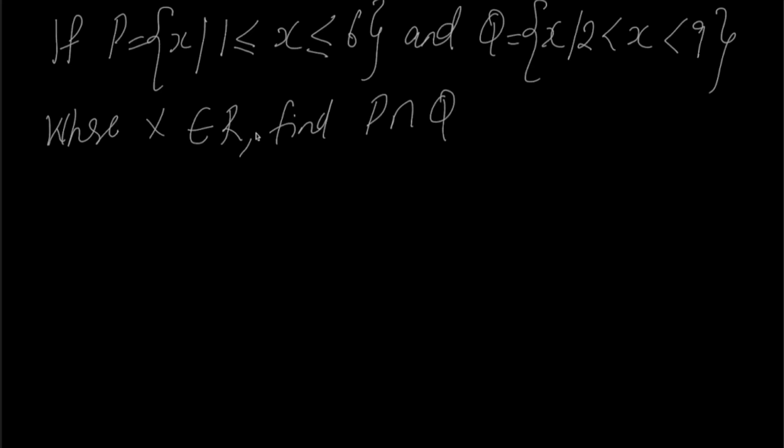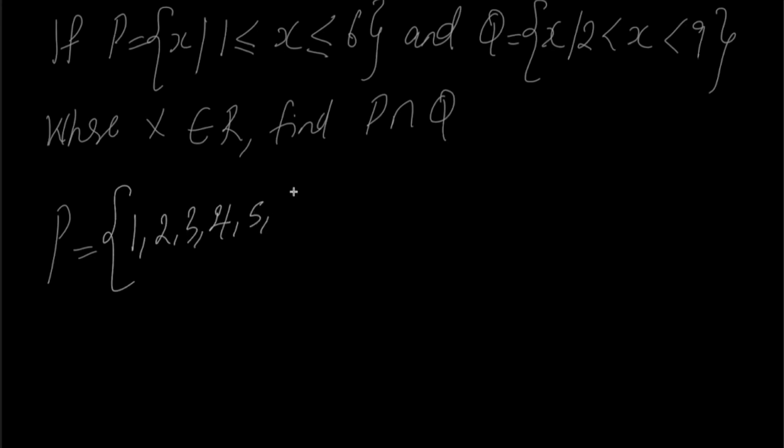If P is equal to this and Q is equal to this, where x is an element of real numbers, find P intersect Q. This is x, this is x. They are all real numbers. You need to get P first. So therefore P is equal to, all these are included because this is a weak inequality. It's 1, 2, 3, 4, 5, 6. And Q is equal to, this is a strict inequality. 2 and 9 will not be included.